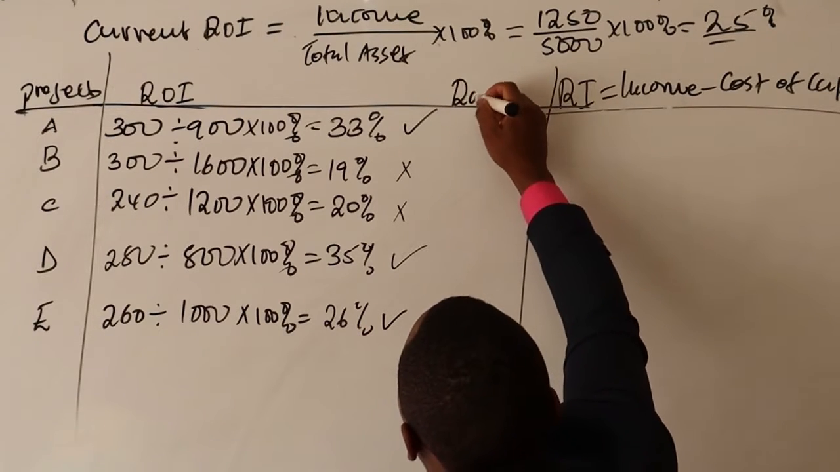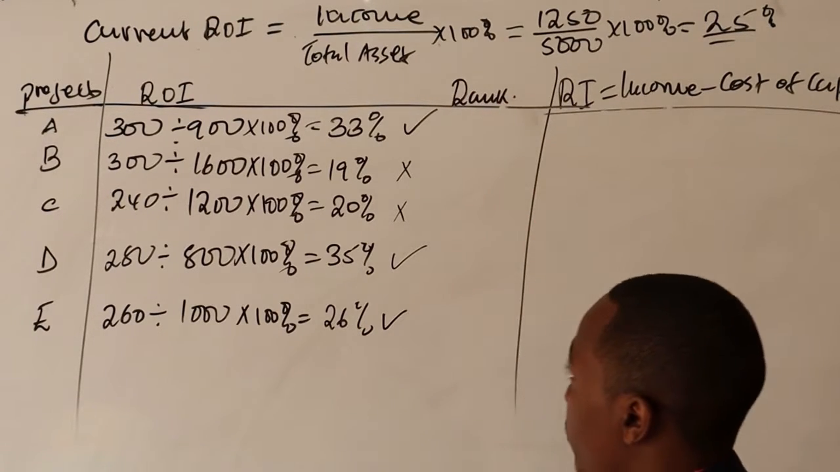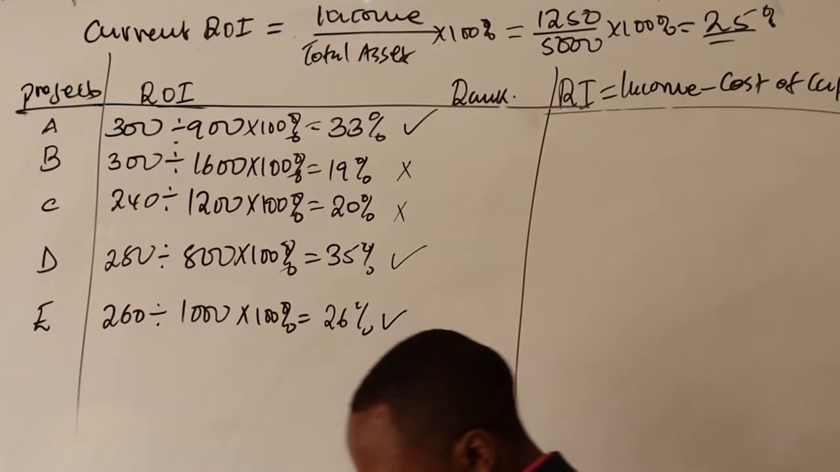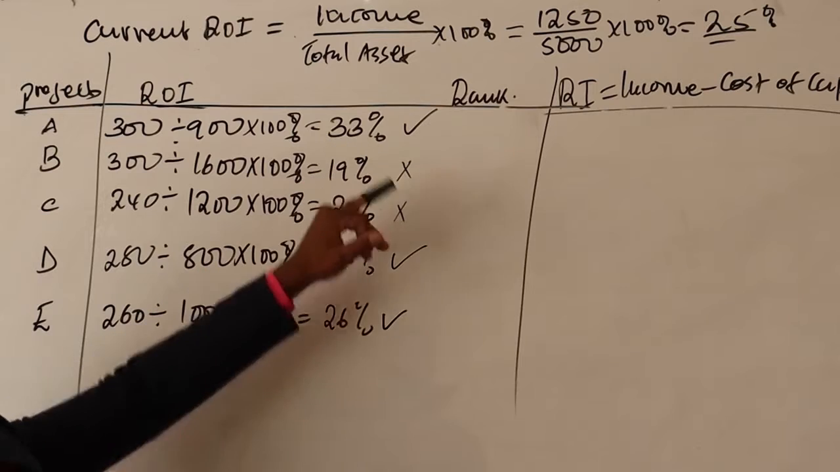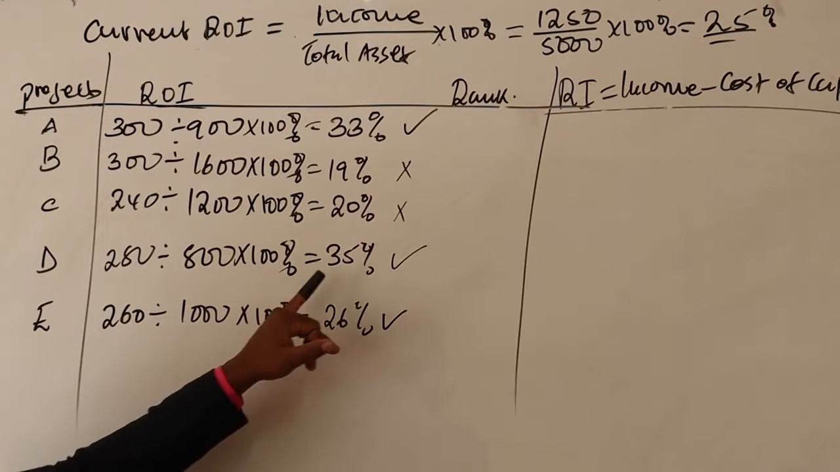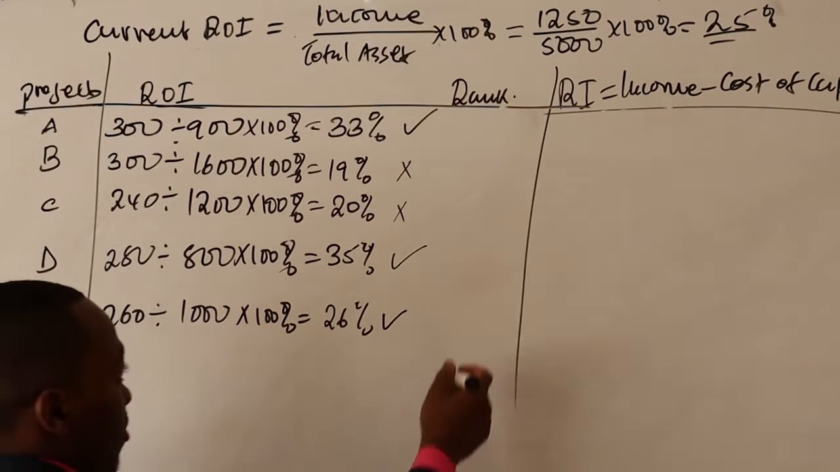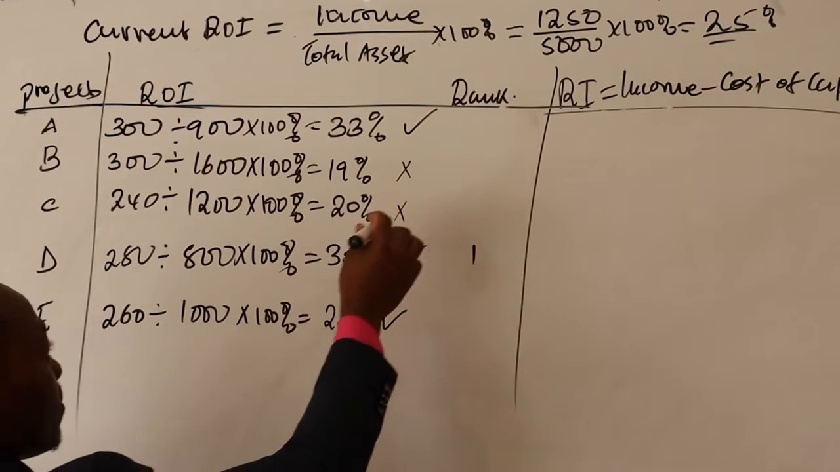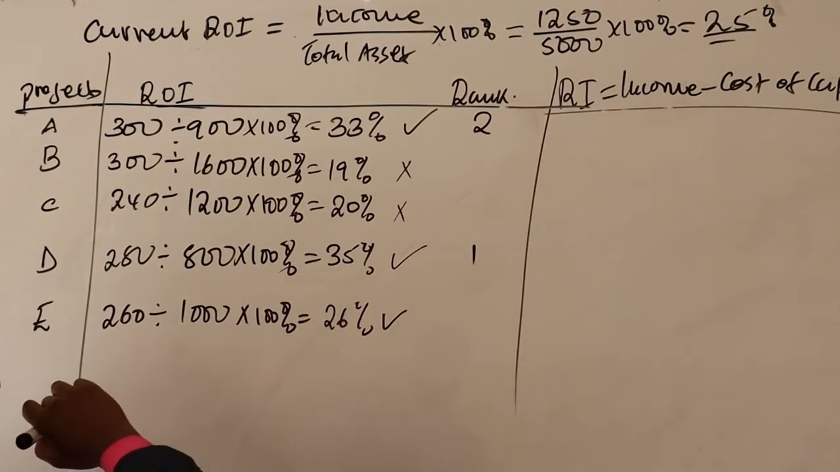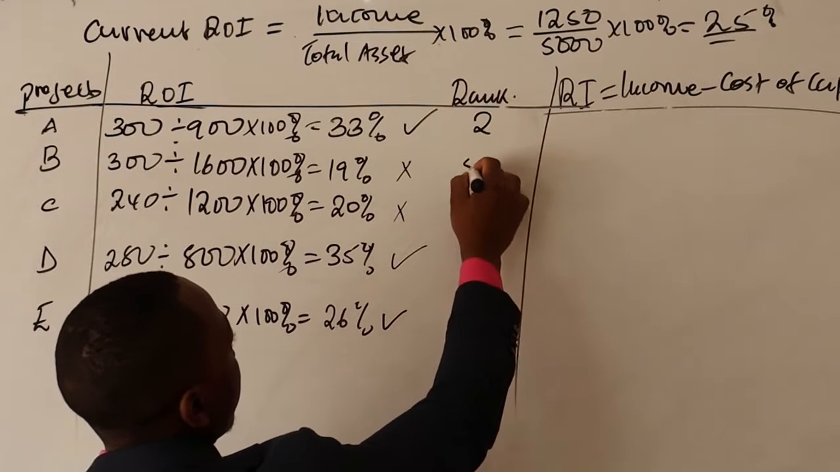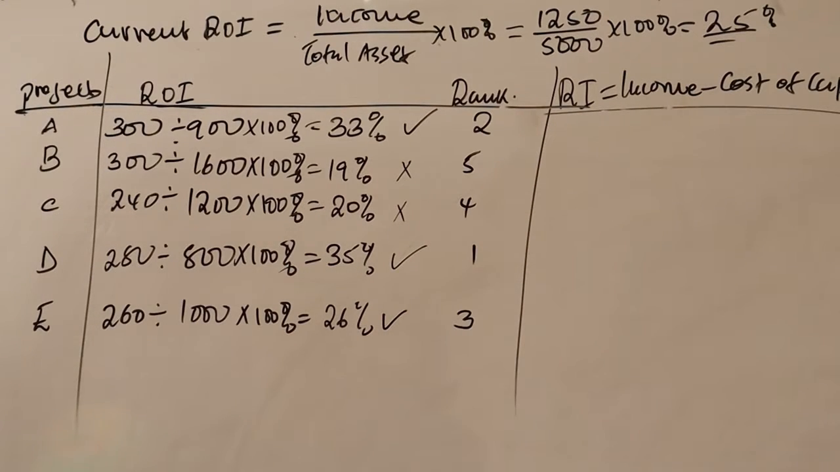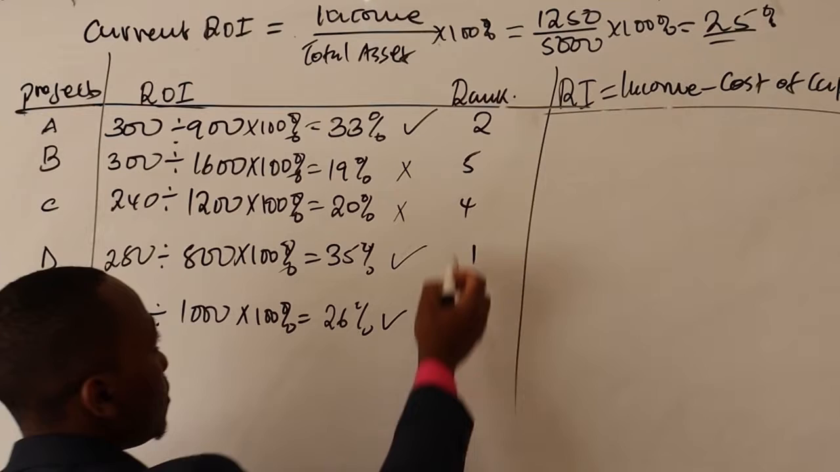And in case you are asked to rank, which project will you give the first priority? Project A is giving us 33. Project D is 35. So I think you start with project D, then followed by A, E, then C, number 4, and B number 5. So that's all about the return on investment.